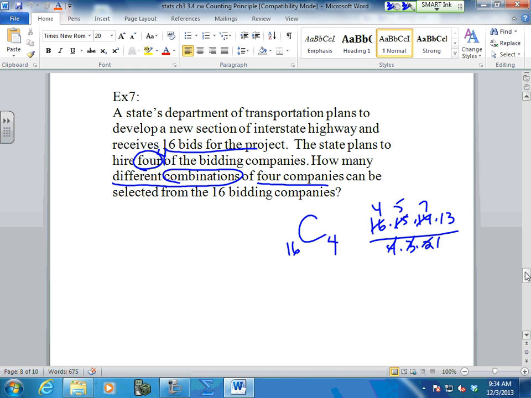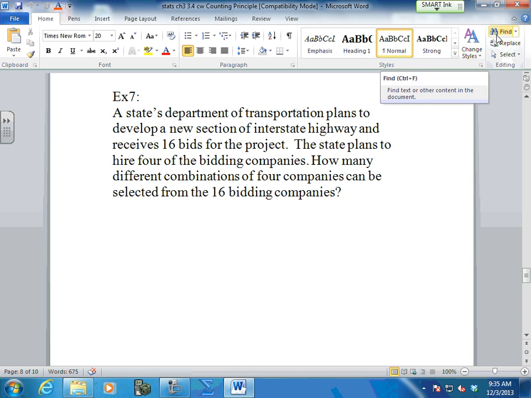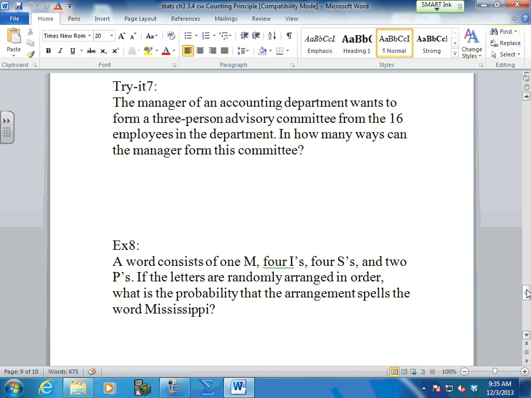Or you can put 16C4 in your calculator. And you're going to come out with 1,820 different combinations of 4 bidding companies out of the 16. I think this gives you a better respect for what these people actually go through when they're choosing things, right? If I choose this one with this one, and this one with this one, and this one with that one, and he's got 4 to put together, it's a lot. Okay, you guys try the next one. Try this one. You try this.